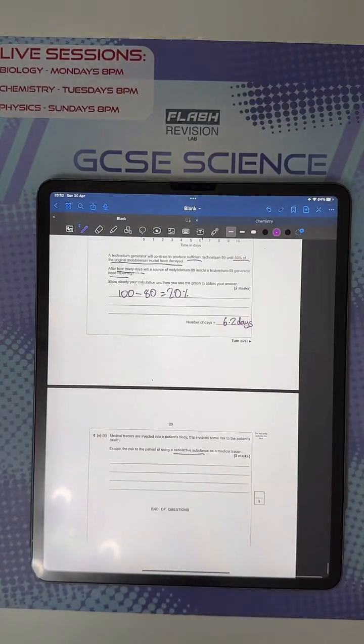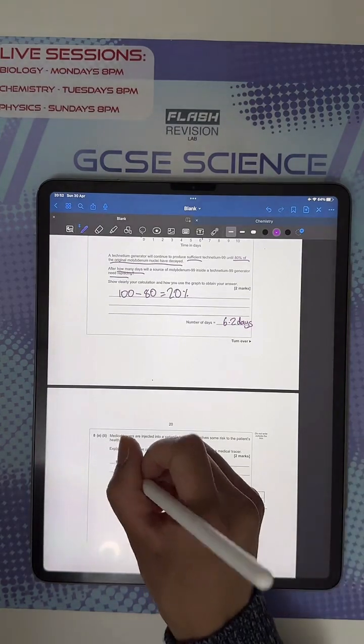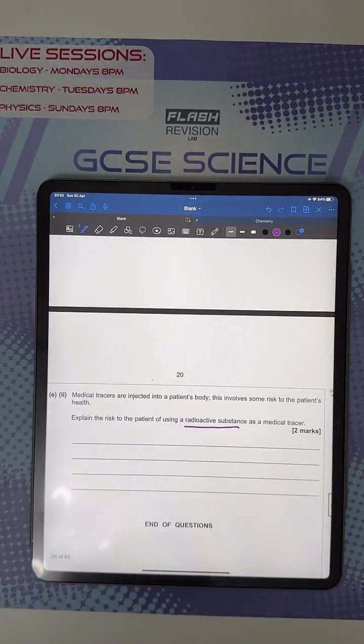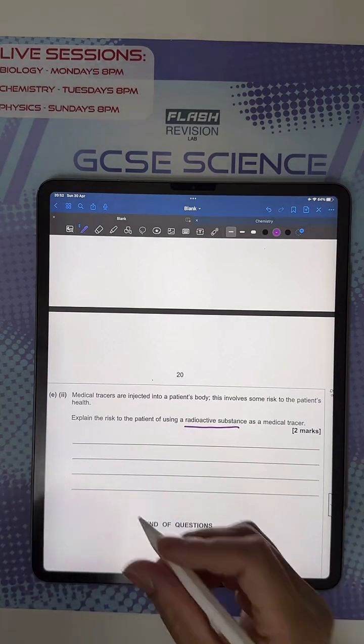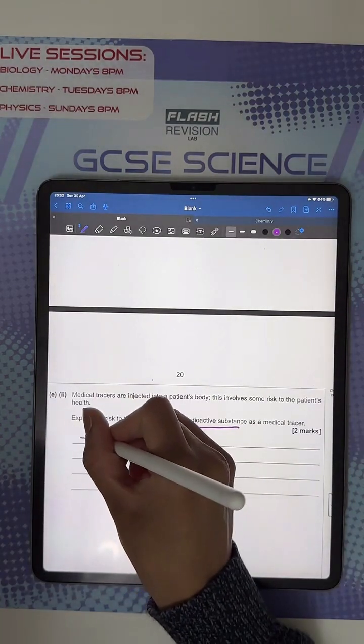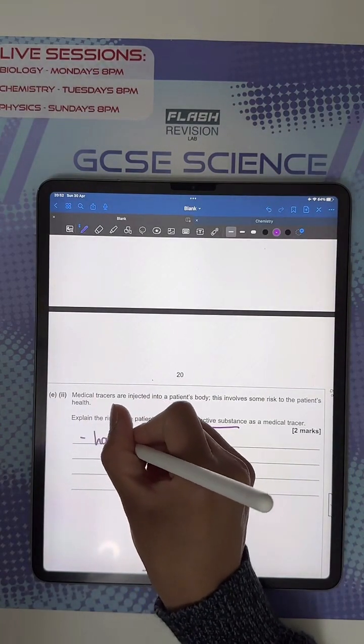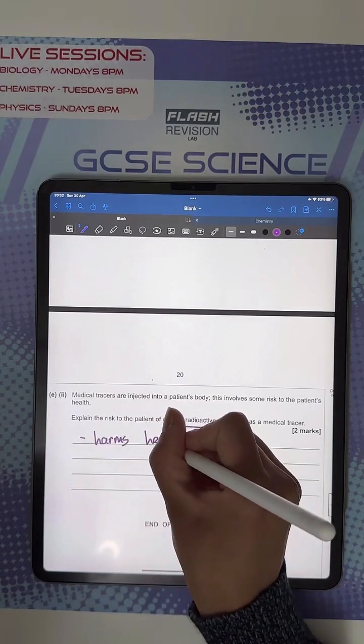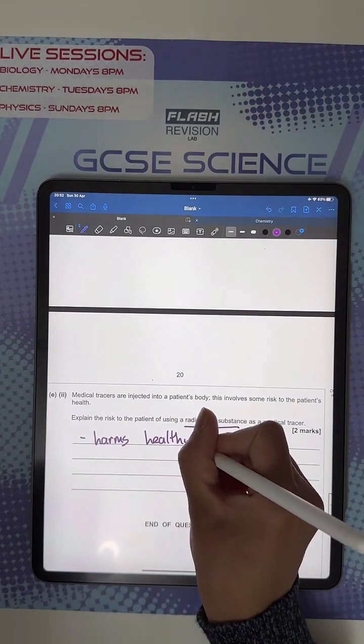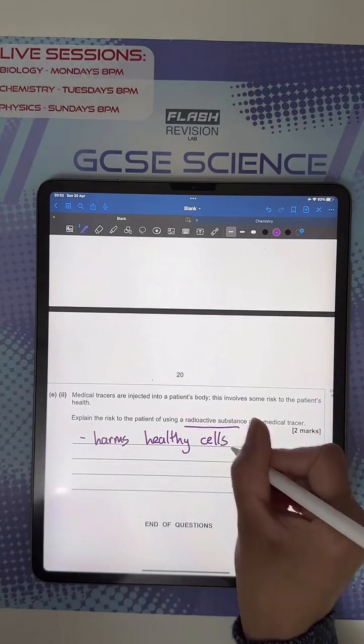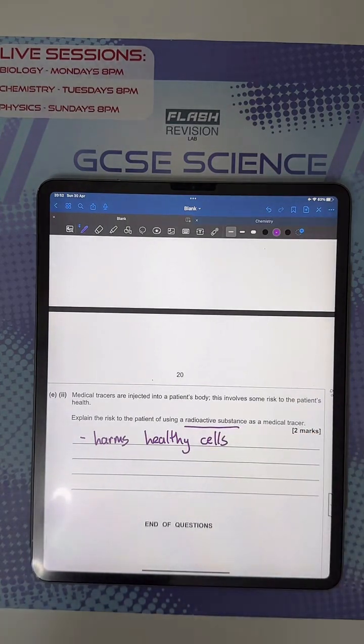So explain the risk for 2 marks. 1 mark is to say, what do you guys think? I think some of you got one of the marks: it harms healthy cells. Can cause cell mutations. Yep, that's fine.